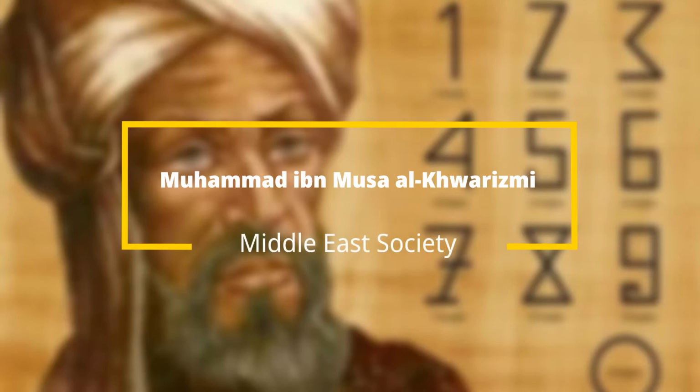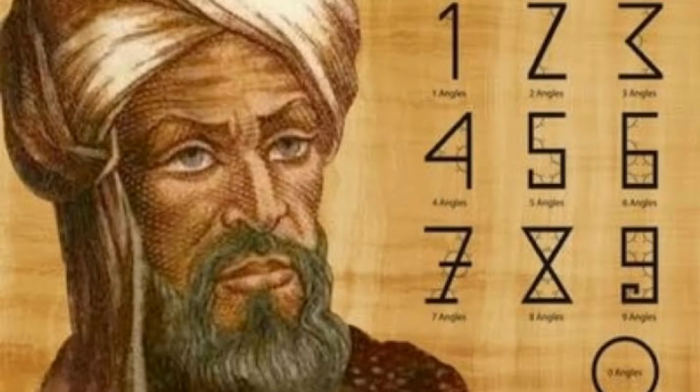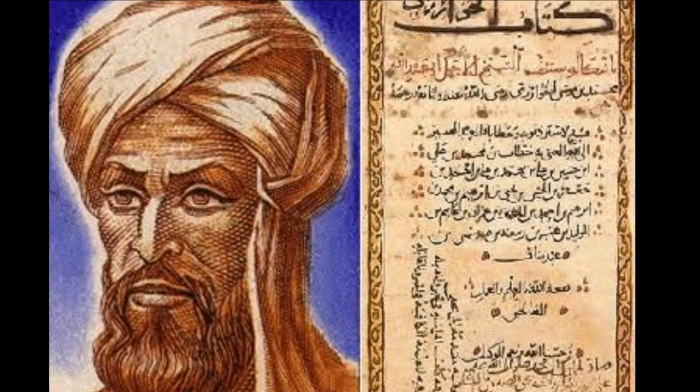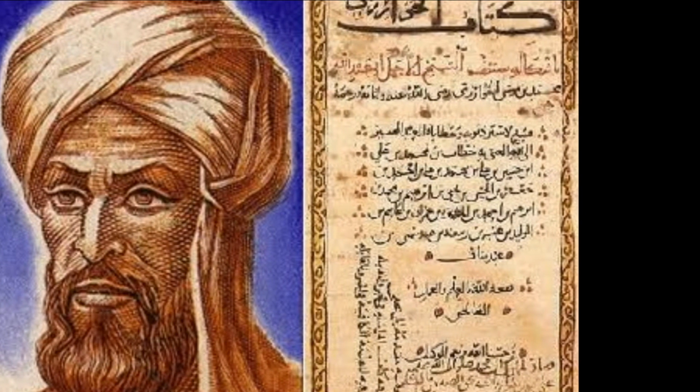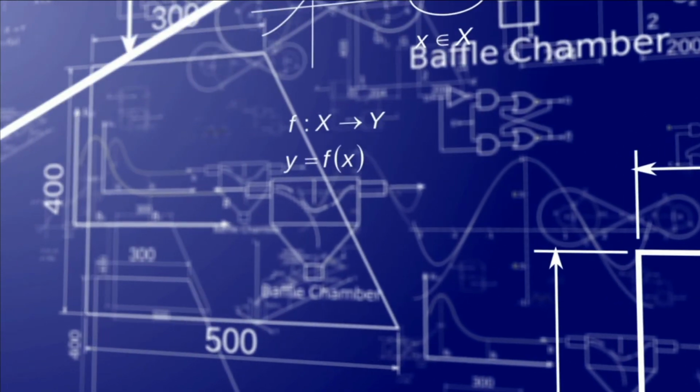Next on the list is Mr. Mohammed ibn Musa al-Khwarizmi, Middle East Society. Algebra is one of the Arabic contributions to mathematics. The Persian polymath Mohammed ibn Musa al-Khwarizmi is considered the father of algebra, because his book Algebra is the first treatise on the systematic solutions of linear and quadratic equations.